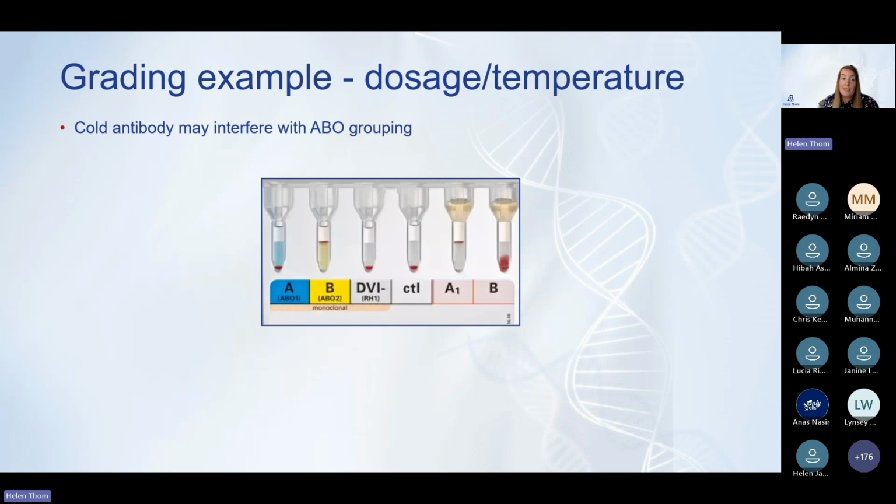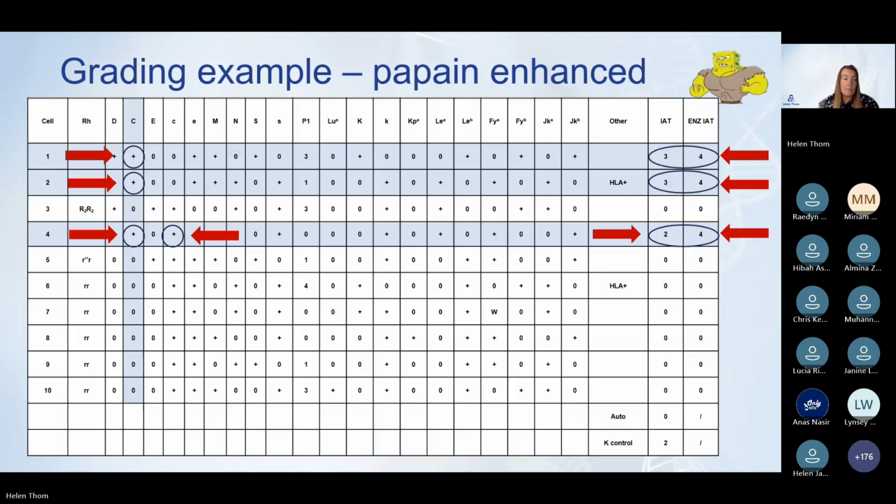And in this case, it's interfering with your reverse group. So if you get a few reactions where you think, this is looking a little bit like an anti-M, but it's missed a few lines, but I've got an interference with my grouping, then you could just consider a cold antibody.